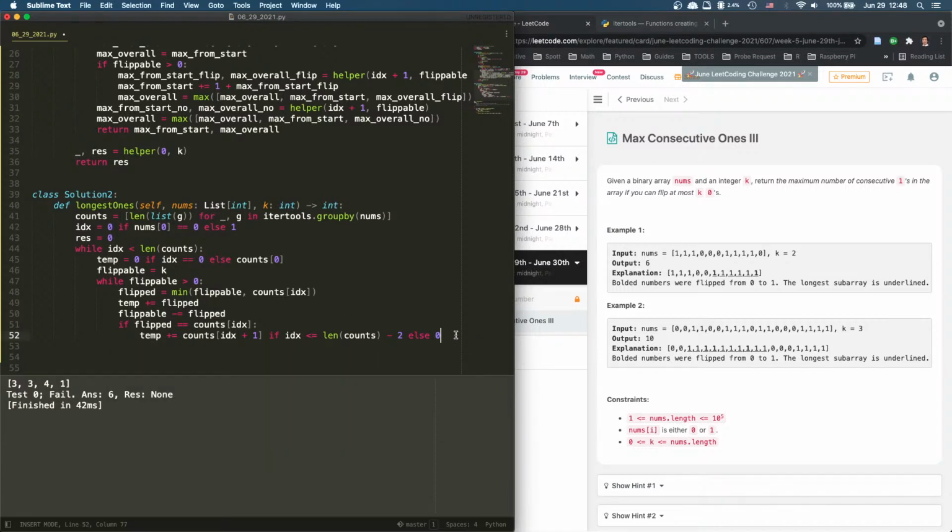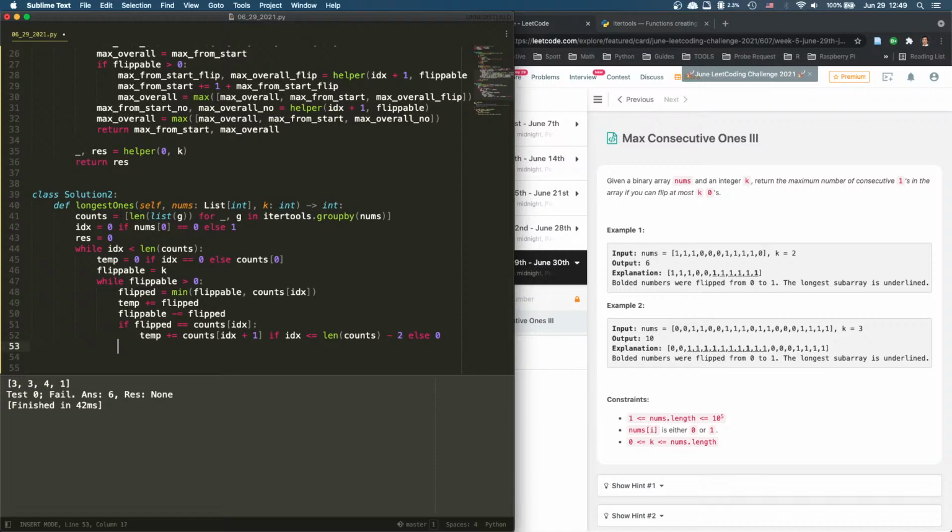Right, say we flipped the entire thing, so we can concat everything, and then we go back up, right? We go back up. Otherwise, flippable will be 0. Then we're gonna exit. So we're gonna do this until flippable reduces to 0. So we always add flipped, and then try to add a next.